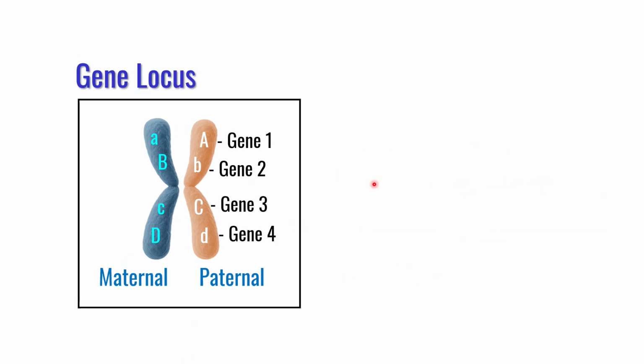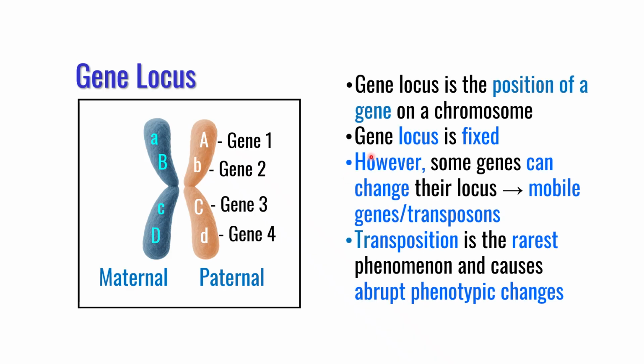Gene locus. The position of a gene on a chromosome is known as gene locus, or plural, loci. Every gene has a fixed locus or fixed position on the chromosome which does not change. However, some genes can move from one place to another. Such genes are known as mobile genetic elements or mobile genes or transposons, and this process of movement is known as transposition, which is rare and causes abrupt phenotypic changes and diseases like cancers.